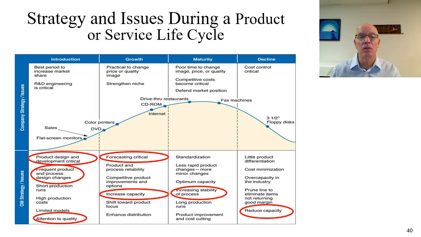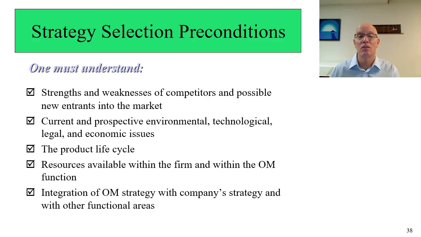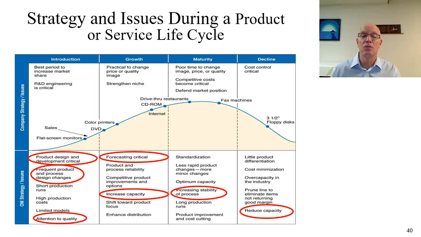You're probably familiar with this, but just as a reminder, products are born, products live, they mature, and they die. So you have a product, and you can think of many examples. In this case, you've got different examples: flat screen monitors, color printers, drive-through restaurants, fax machines, floppy disks. My guess is this floppy disk example is even further down the curve, because very few of you are probably still using floppy disks, if you ever have. Fax machines are still in use in some cases, but quickly declining.